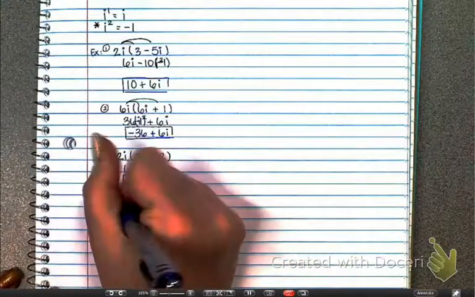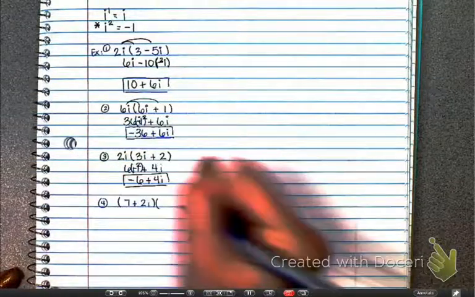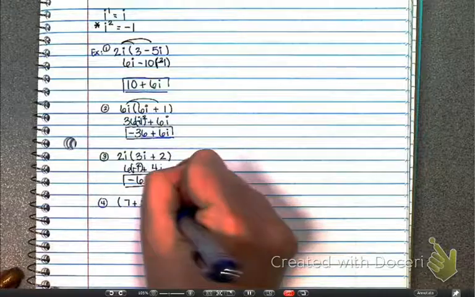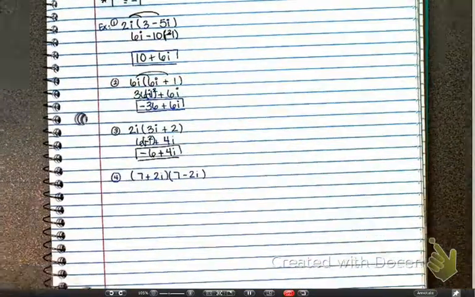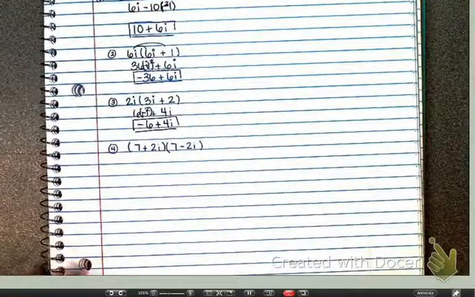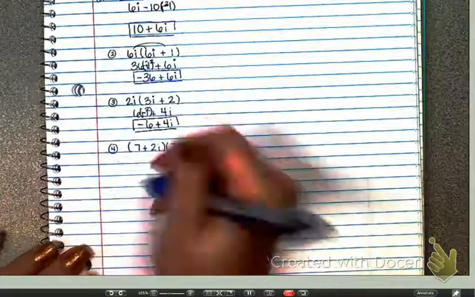So I'm going to give you 7 plus 2i times 7 minus 2i. And we'll do this first one together. Okay, so you have the choice to box or FOIL, whatever you want to do. Most of us like box, so that's where I'm going to go.